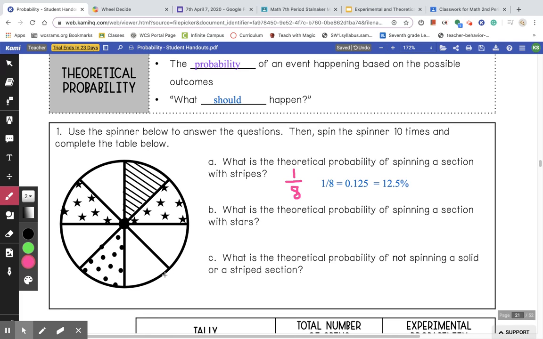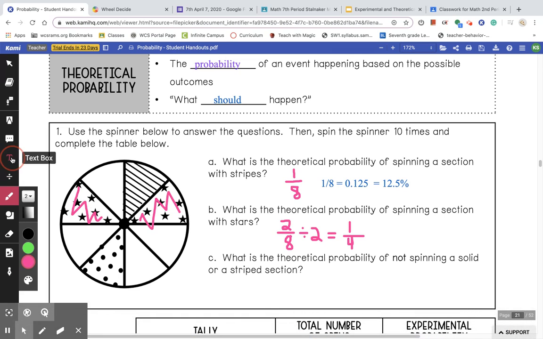All right, so the second question says, what is the theoretical probability of spinning a section with stars? All right, so how many sections do we have with stars? We got 2. So we're going to write 2 over 8. However, that can be reduced by dividing both the numerator and the denominator by 2, which gives us 2 divided by 2 is 1, and 8 divided by 2 is 4. So theoretically, what should happen is that we have a 1/4 chance of spinning a section with stars.